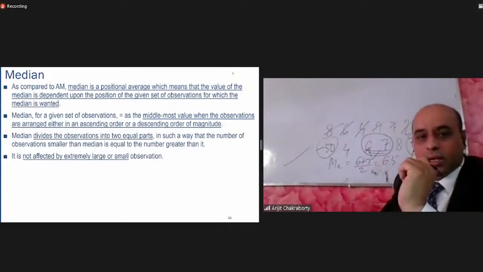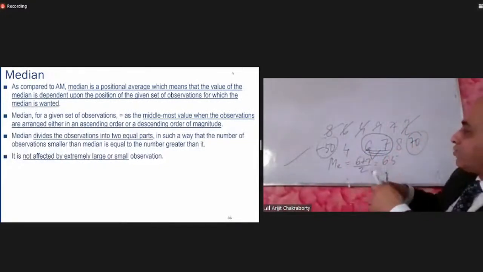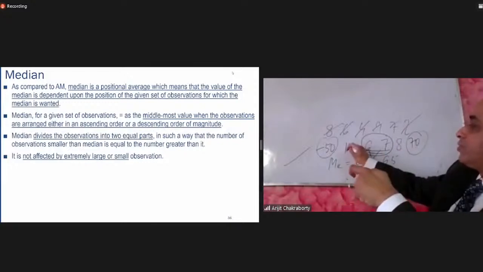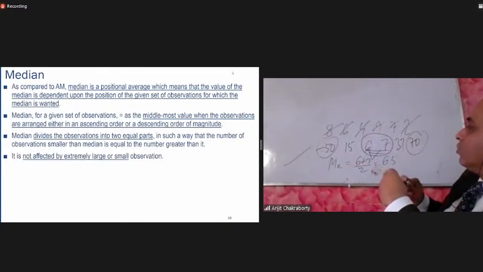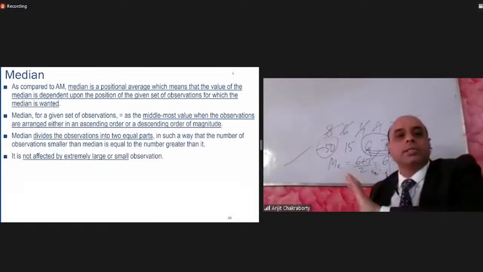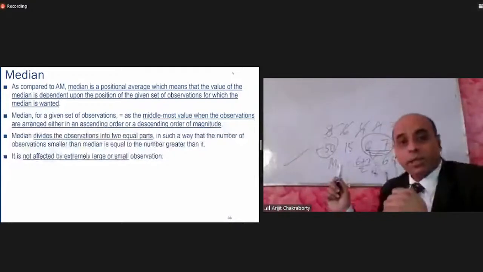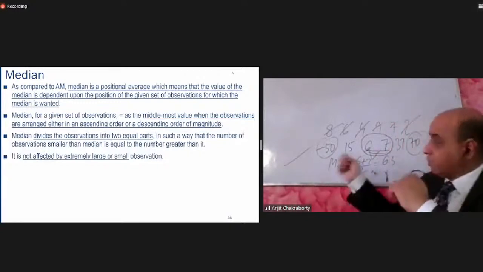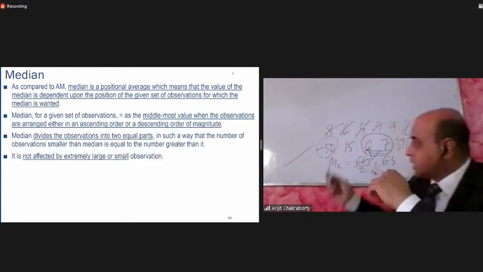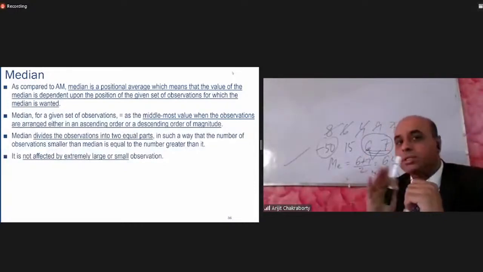Please see the last bullet point in the slide: not affected by large or small observation. Even instead of 4, if I write 15, instead of 8, if I take this as 37, will the median be affected? Answer is no. The median will still be 6 and 7. But if I ask you to calculate the arithmetic mean, then it will be affected. Then you have to calculate once again because new numbers have come. But for median, there is no change.